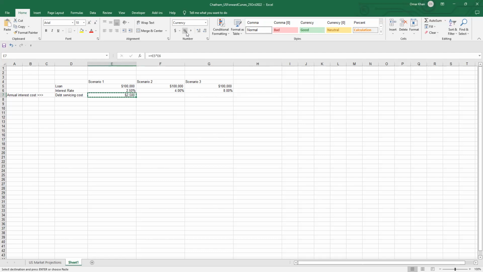But if the same loan is now at 4%, you're suddenly paying $4,000. And if the same loan is 8%, you are suddenly paying $8,000. If you think about it, we have to look at it in terms of percentage increases, right? Not just the amount of money you are paying out, but what is the percentage increase in your debt servicing costs? So in this case, it's 4,000 divided by 2,500, right?